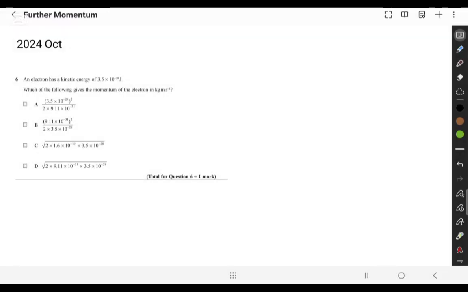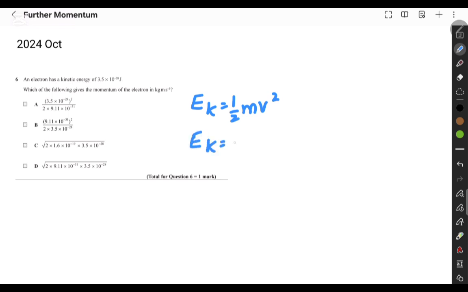So this question says that an electron has a kinetic energy of 3.5 times 10 to the power of minus 28 joules. Which of the following gives the momentum of the electron in kg meter per second? So we know the formula of kinetic energy is half mv squared, but it can also be p squared by 2m.